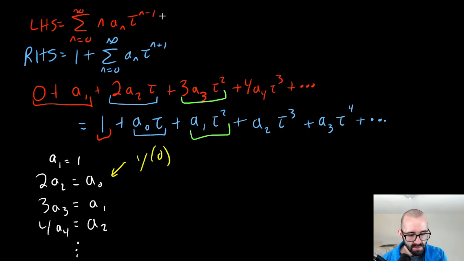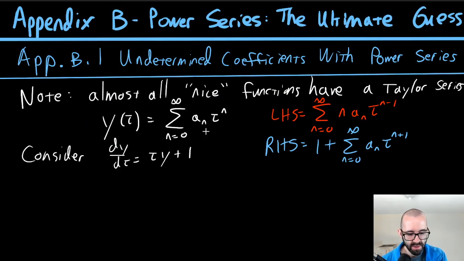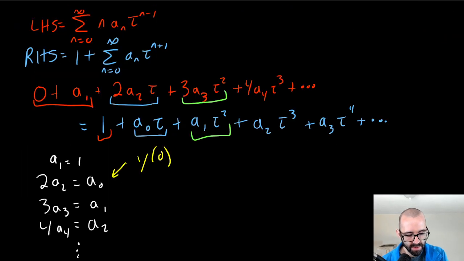Because y of 0 means that t is 0. And if t is 0, this whole function over here, when t is equal to 0, is just equal to a sub 0. All right, so we know a sub 1, we know a sub 0, and every other a value is just in terms of the previous a value.